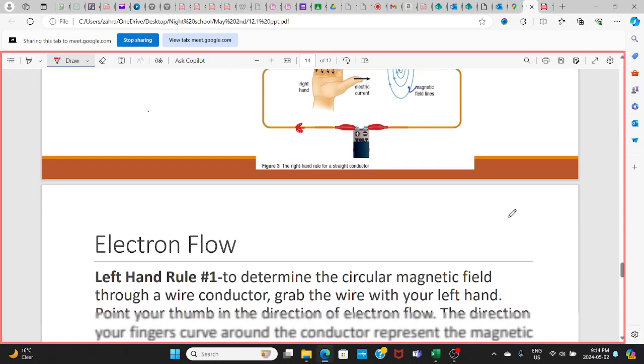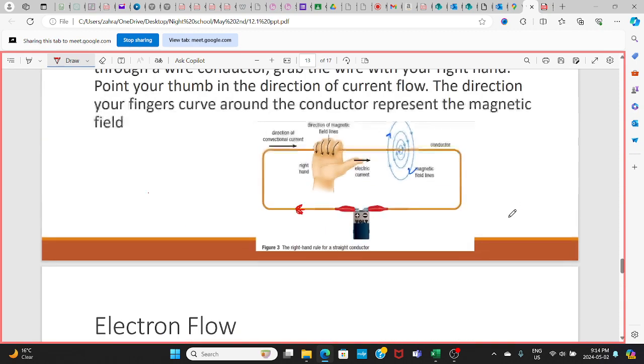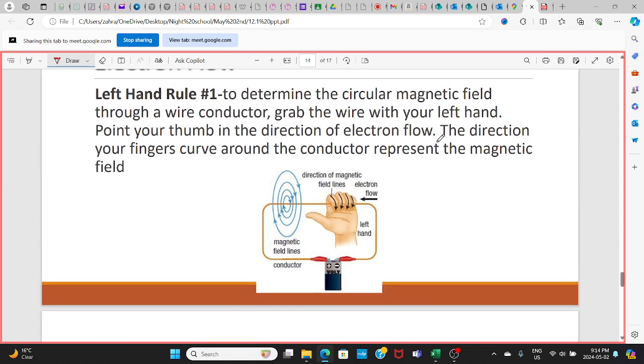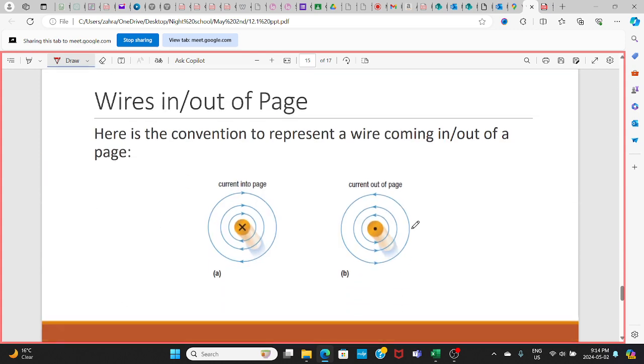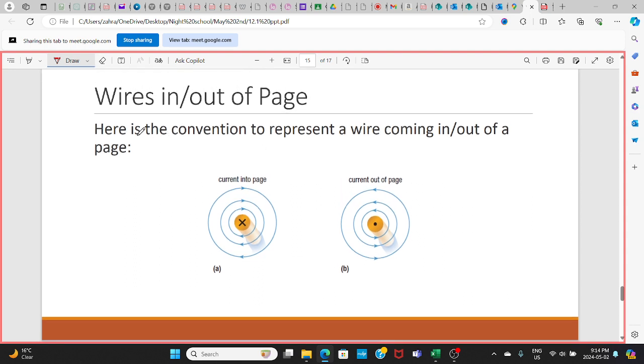All right. So here, left hand, we did right hand. We did left hand for electron. When we assume that the electron is moving, you use your left hand, right? So looking at these wires, here is the convention to represent a wire coming in or out of a page. I'm going to talk to you about this, and everyone needs to follow my instructions.